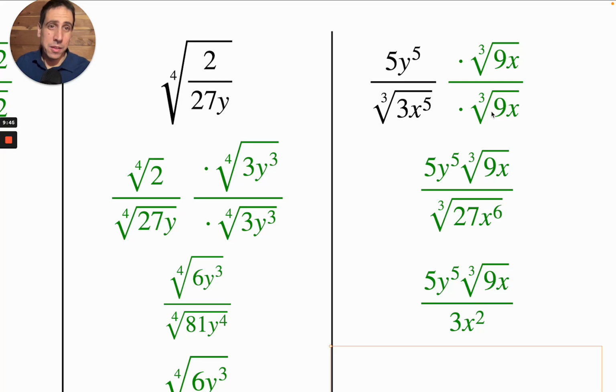But you can't just multiply the denominator by this without also multiplying the numerator. So you can see here we got 5y to the 5th cube root of 9x. And actually, I'm just going to stick them right together. There's multiplication right here. It doesn't make any sense to try and combine the y's or the x's or the 5s or the 9s. It's just going to be like that. And that's the simplified version.